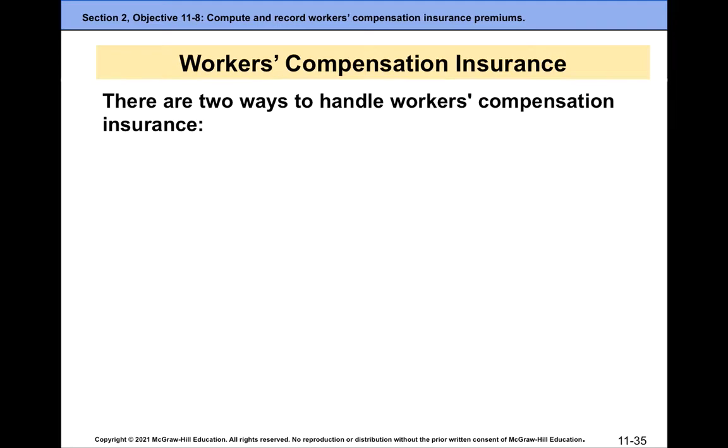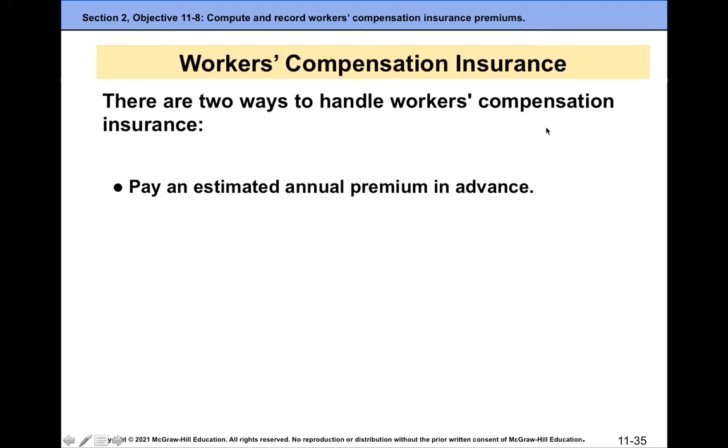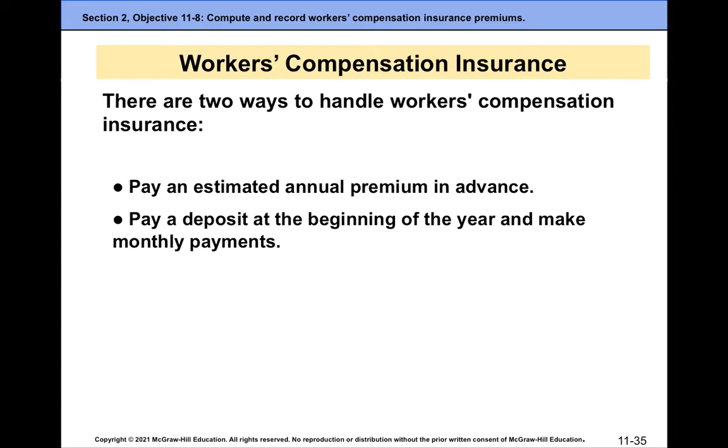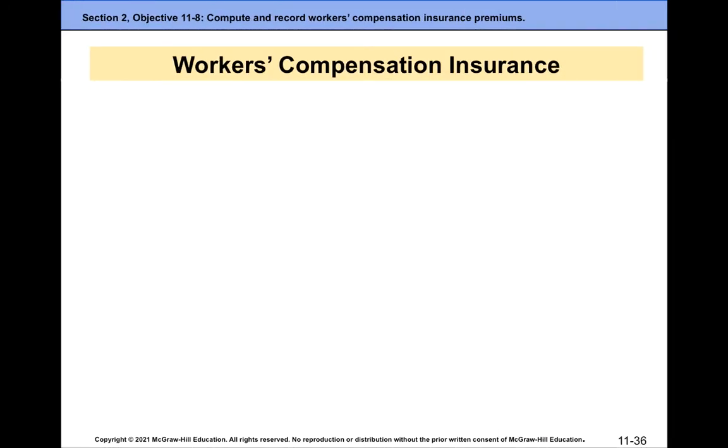So there are two ways to handle workers' compensation insurance. You can pay an estimated premium in advance. It's usually based on your payroll from last year. So you pay in advance, and then at the end of the year or a period, you look at your actual salaries and you adjust. Sometimes you get a refund, sometimes you have to pay an additional amount. Another way is to pay a deposit in the beginning and make monthly payments. We will look at the first example. So we will pay an estimated annual premium in advance, and then we will have to make adjustments.